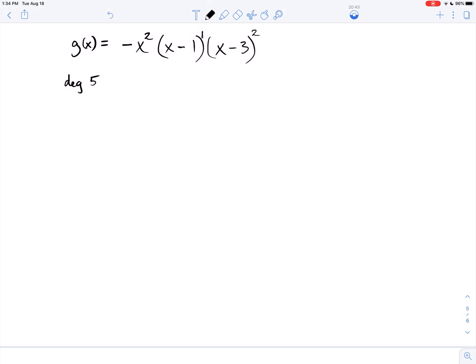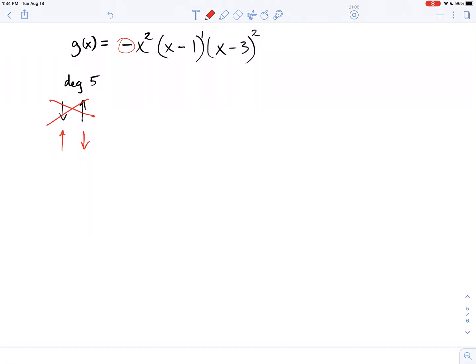If it's degree 5, it normally has this kind of end behavior where it will go down on one side, up on the other. That's what end behavior means. But wait, don't act too quick. This guy has a negative in front, so we're going to reverse that pattern. There you go. That's what it's going to do when I sketch this graph.